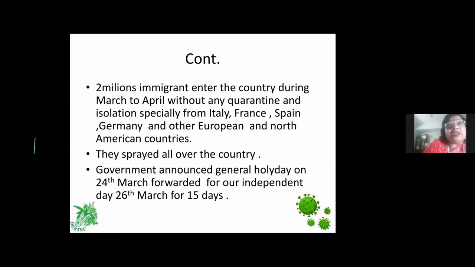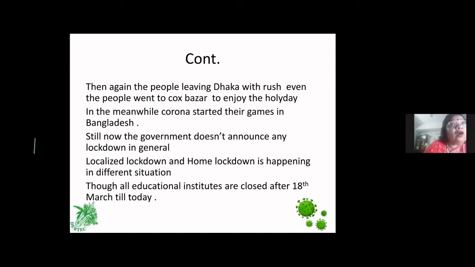And still now, our government doesn't agree and doesn't announce any lockdown, even during the Eid vacation; it is called a general holiday. So people again left Dhaka in a rush, because the government says it is a holiday, spreading to all the districts, their hometowns, and even to Cox's Bazar to enjoy the holiday. In the meanwhile, Corona started its games in Bangladesh.